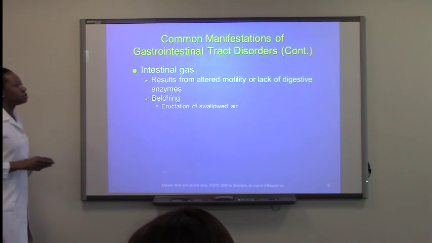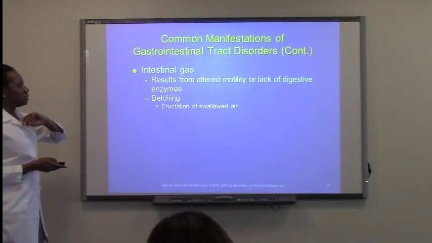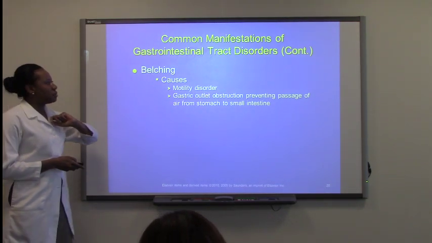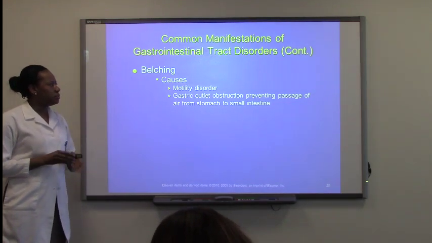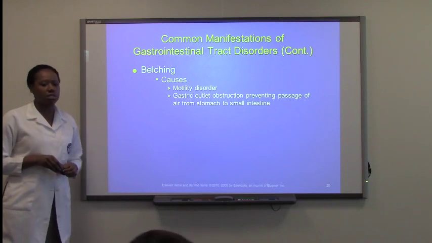So, belching, we already know what it is. Causes here: gastric outlet obstruction preventing the passage of air from the stomach.